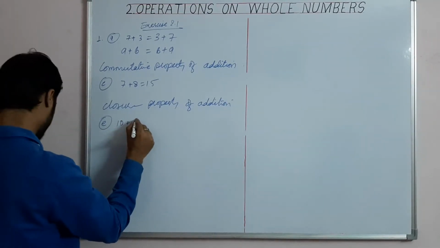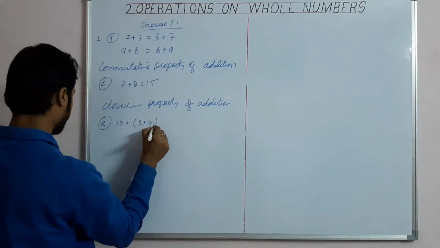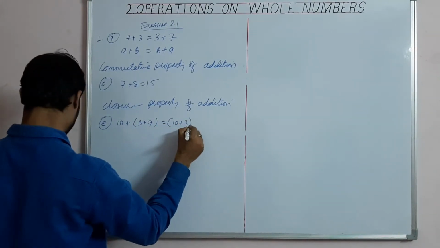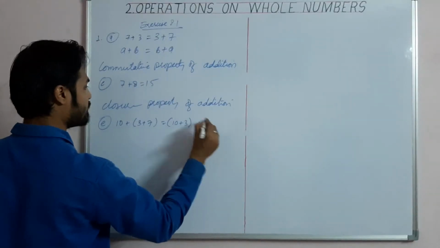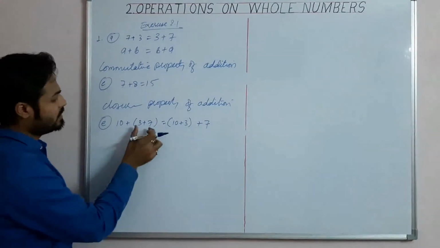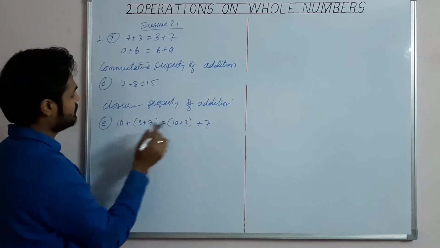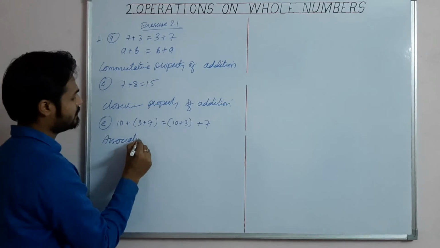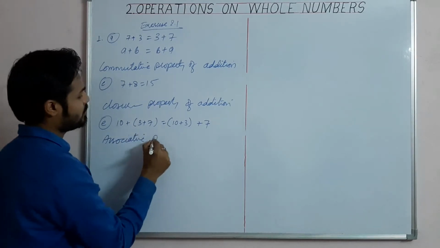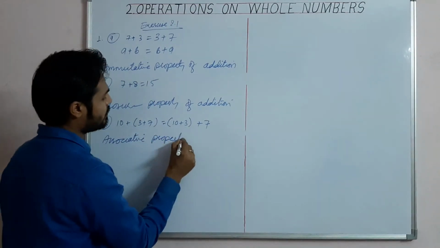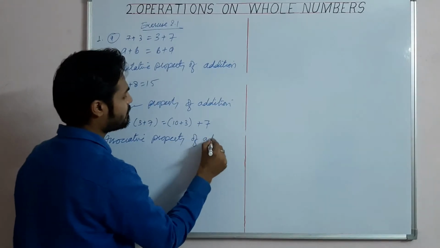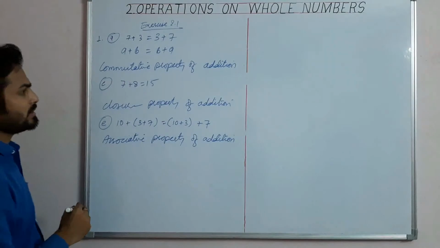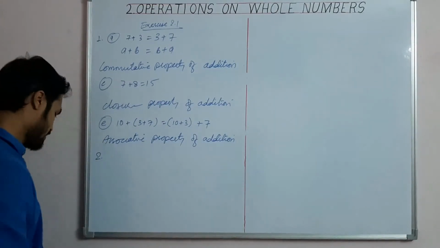10 plus 3 plus 7 equals 10 plus 3 plus 7. Which property is this? Here we are changing the group of addition. So this is the associative property of addition. Okay. Now we will solve the second problem.